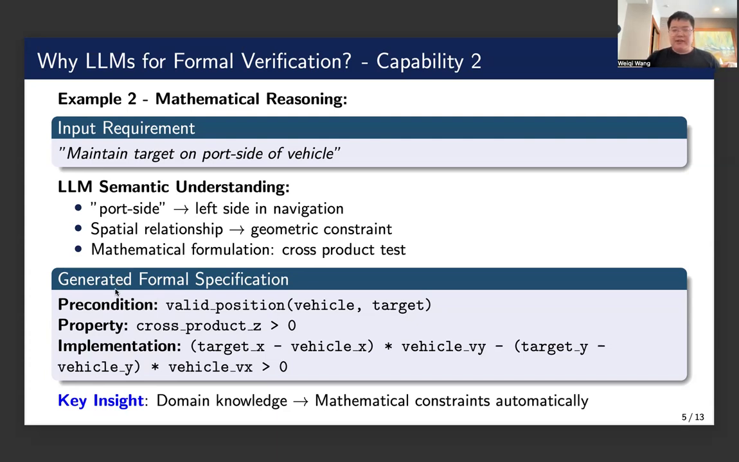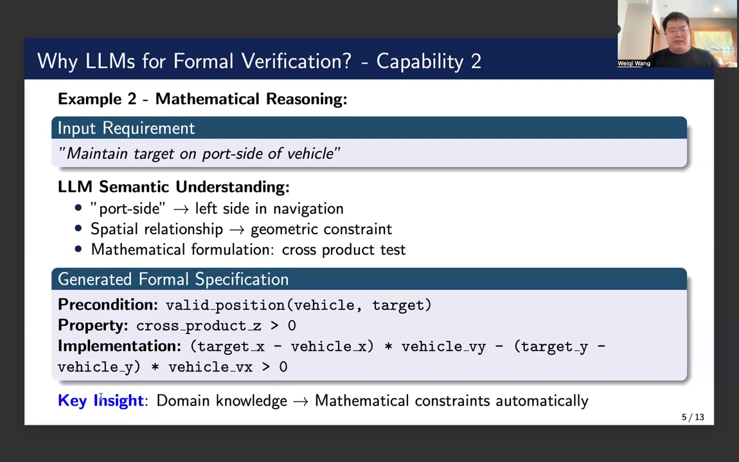We need to check if the position of both the vehicle and the target is valid before doing the test. After that, we have some post condition. The post condition is that the cross product z should be less than 0. But what is the cross product z? It means the target x minus the vehicle x, multiplied by the vehicle velocity y, and it should be less than zero, right?